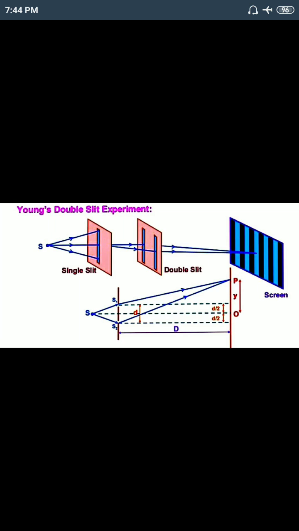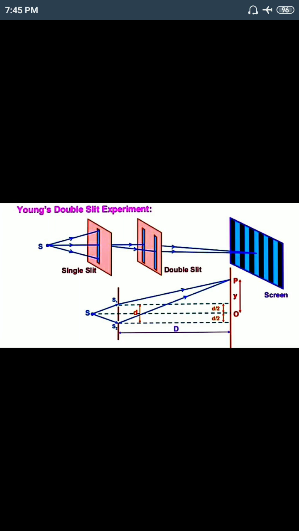If we place a screen, we get the fringe pattern. In some places it will be bright, in some places it will be dark. So consecutive bright and dark, a pattern like this, is called an interference pattern. Is it clear to everyone?